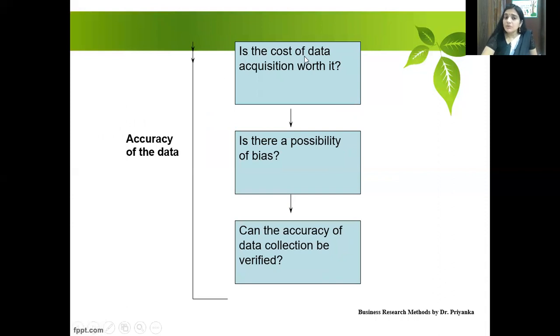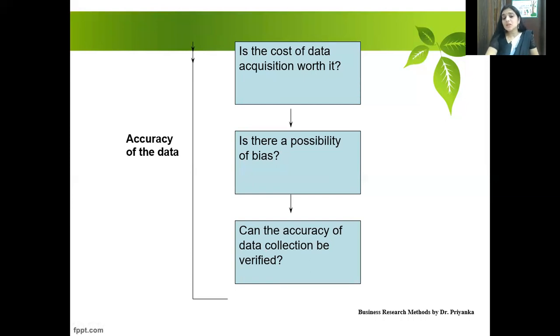Then, is the cost of data acquisition worth it? If in case you are to pay something for the data, or you are to bear some cost in any form for that particular data, in form of money, in form of time, in form of employees, in form of anything, then is it worth it or not? You have to check it as per your project. Then is there a possibility of biasness? If data has some biasness, then you will not be using it because it is of no use then. Otherwise, go ahead.